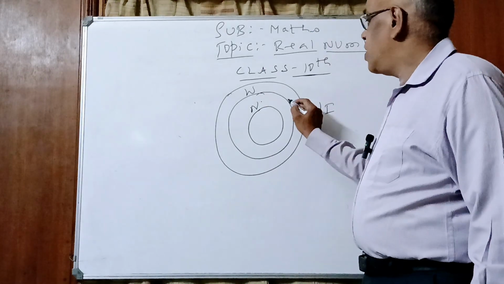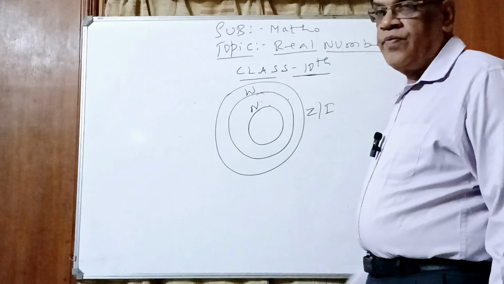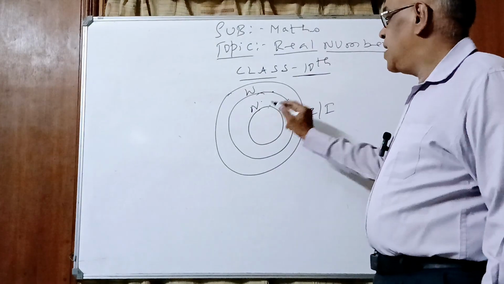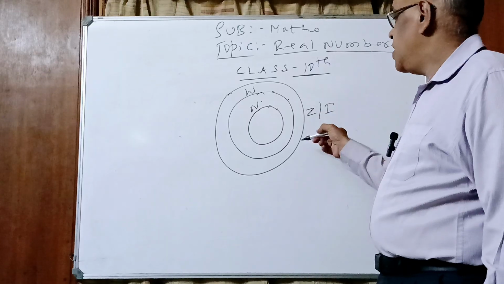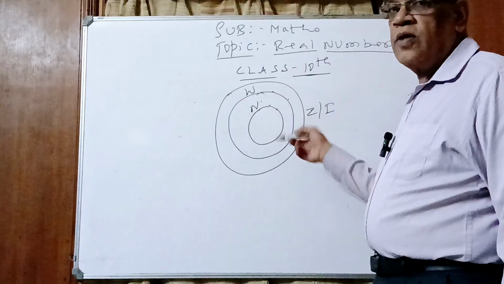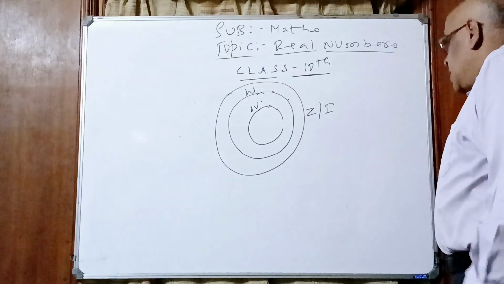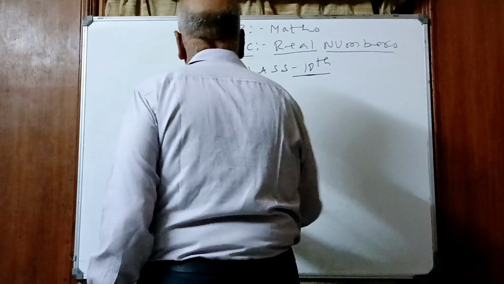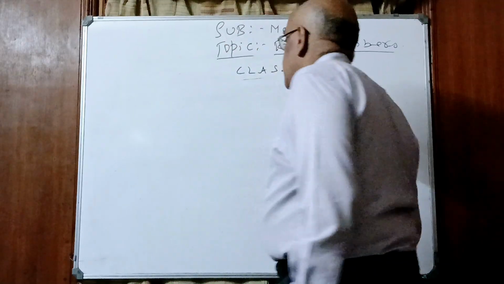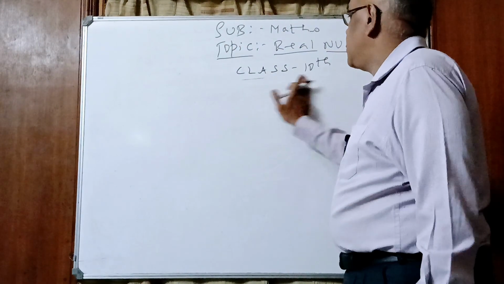Integers include whole numbers as well as natural numbers. Whole numbers include natural numbers. Natural numbers are not whole numbers as a superset, whole numbers are not integers as a subset, and natural numbers are also not supersets of integers. Yes or no, children? Yes. Then in this, you have to remember one theorem, the fundamental theorem of arithmetic.